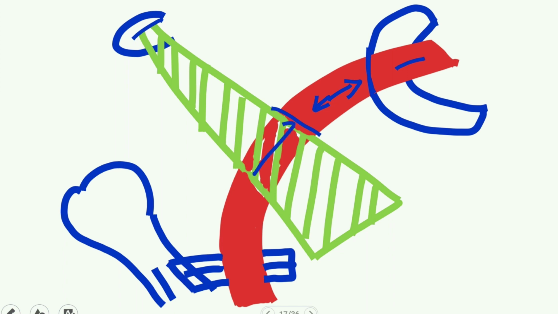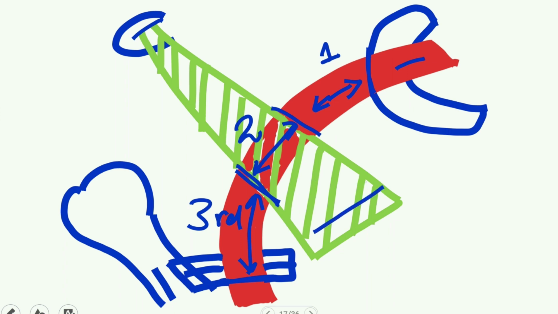Behind the pec minor, this whole of the axillary artery is the second part of the axillary artery. This is the first part, this is the second part. After the medial border of the pectoralis minor muscle and the lower margin of the teres major muscle, this part of the axillary artery is the third part. So keep in mind, pectoralis minor is the muscle that divides the axillary artery into three parts.